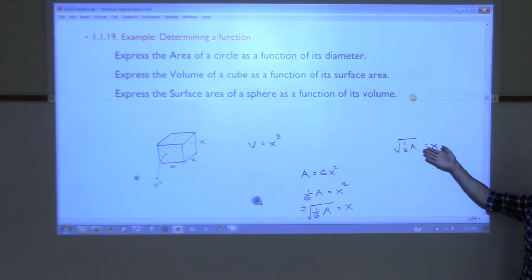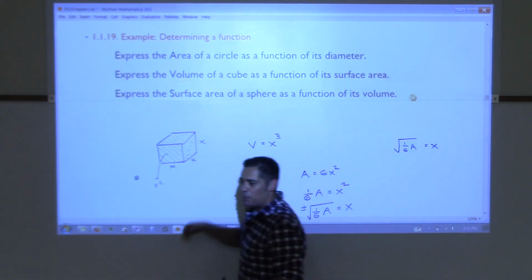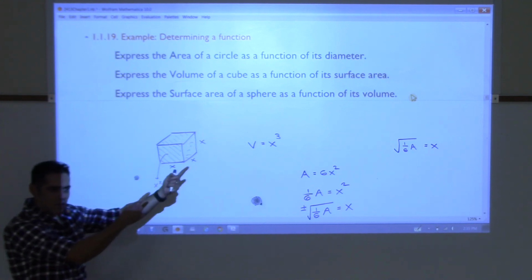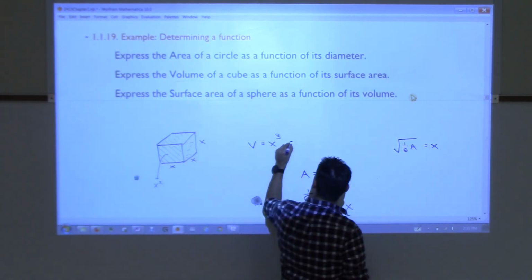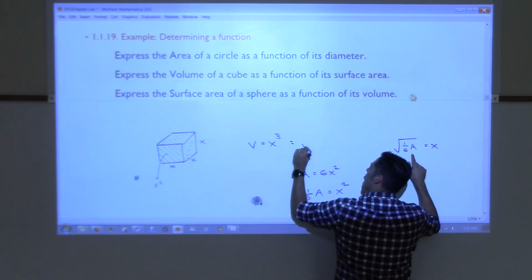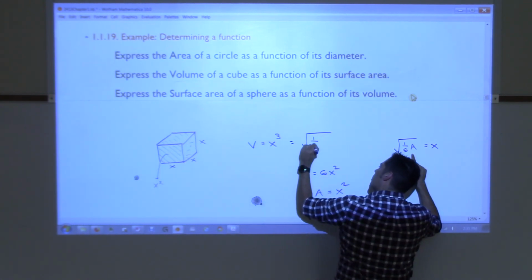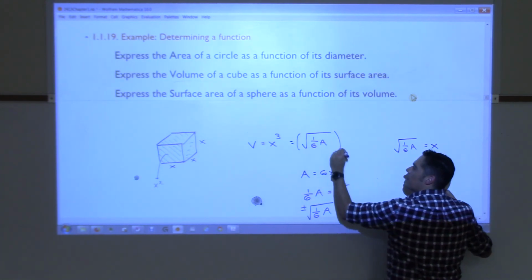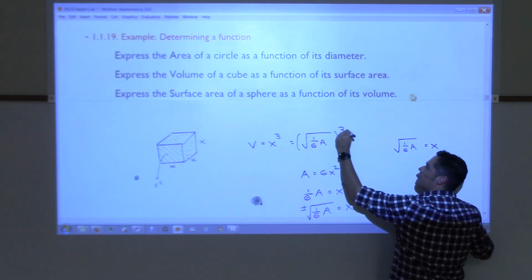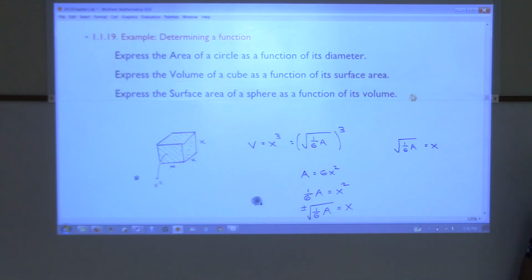And now what I'm going to do is come back over here and replace that x with that expression. So my volume is now the square root of 1/6 a, but all of that cubed. Right?